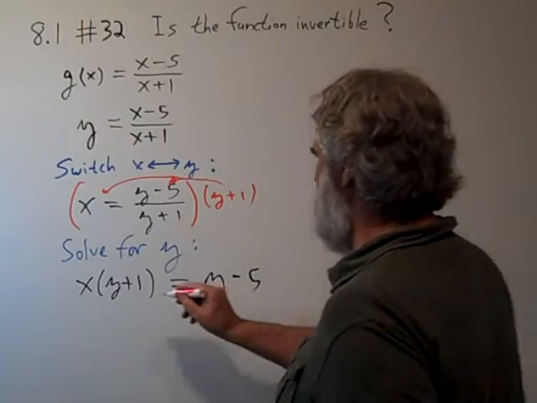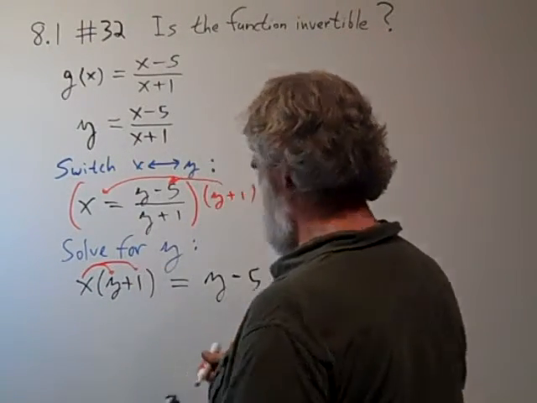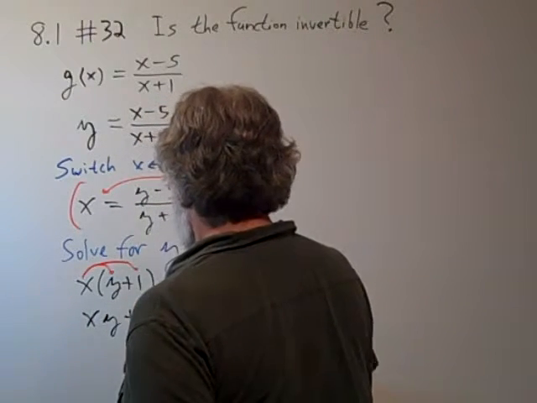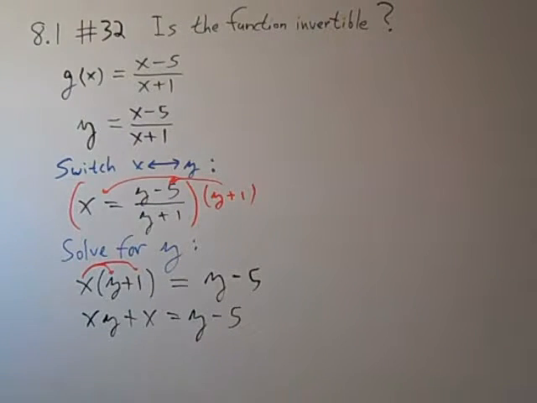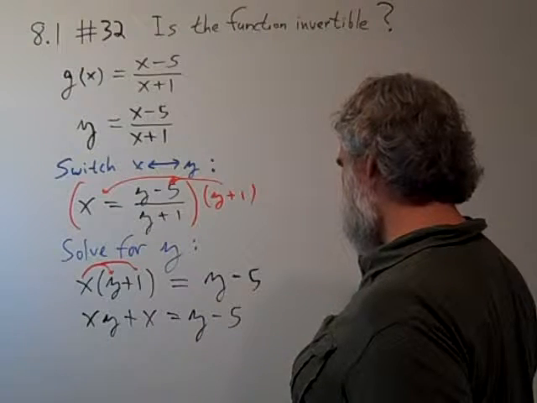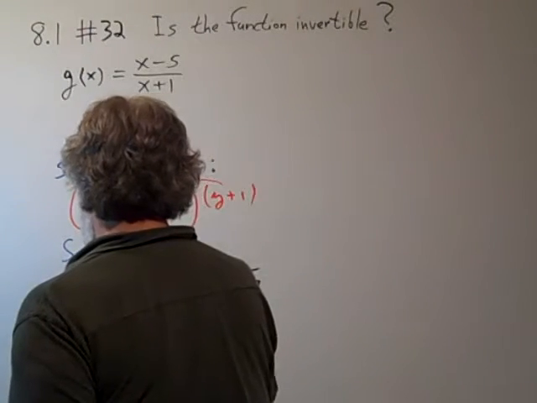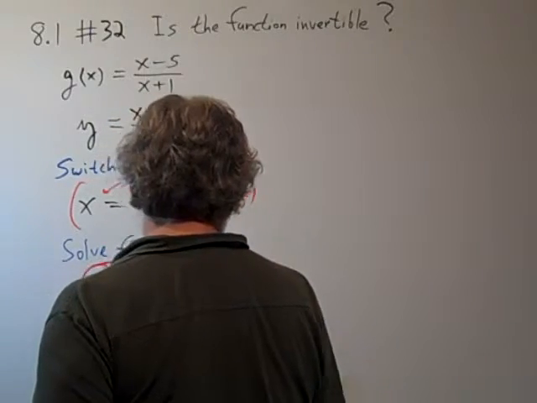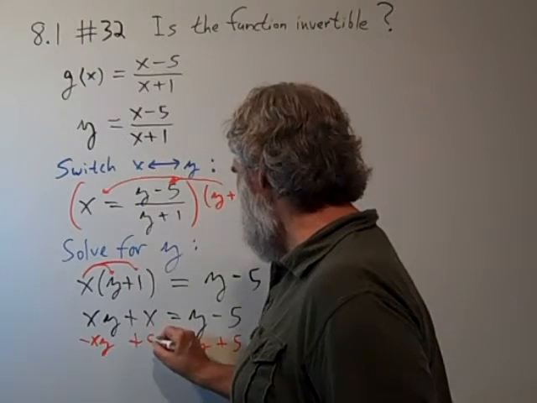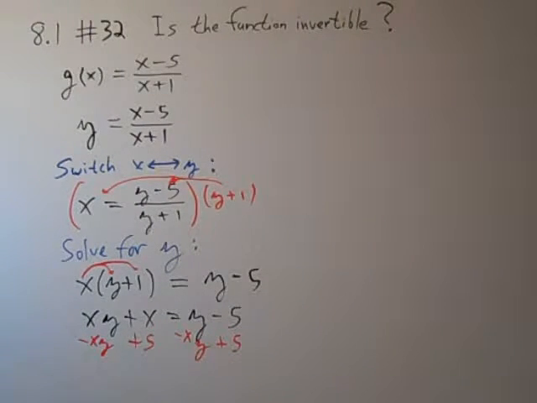Now we distribute the x through the parentheses. And we get xy plus x equals y minus 5. To solve for y, we need to get all of the y terms together on one side of the equal sign. So, let's take away xy from both sides. That brings all the y's to the right, so I'll also add 5 to get the 5 on the other side. So the y terms will be on the right, and everything else will be on the left.